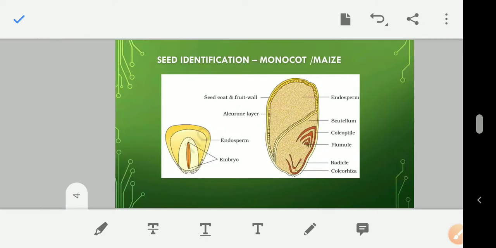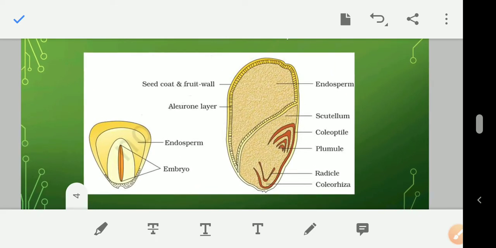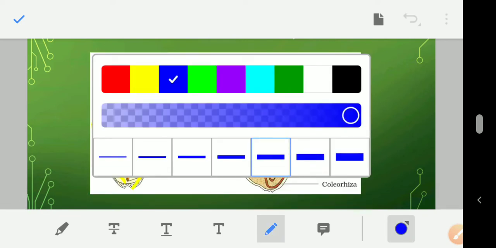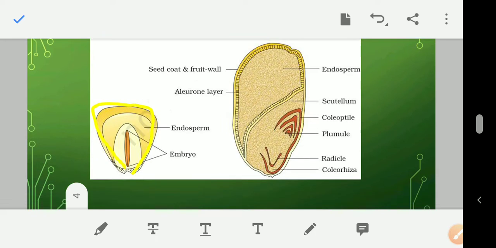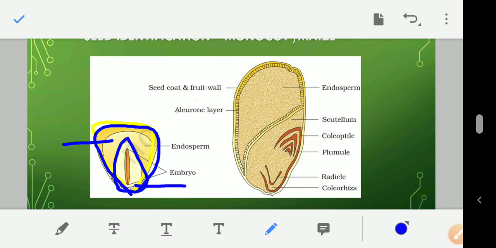Now the next experiment is the identification of seed. We have 2 kinds of seeds, monocot and dicot seed. In monocot we have to learn about the maize seed. This is the normal structure of a maize. In maize there is one part which is yellow in color and one part which is white in color. This region is white and this outer region is yellow. So this part is endosperm and this region is embryo.